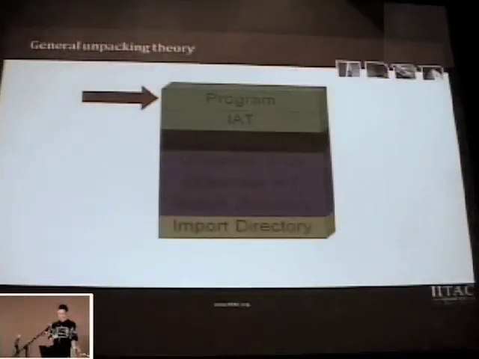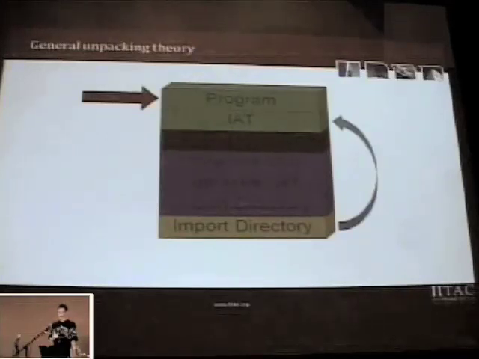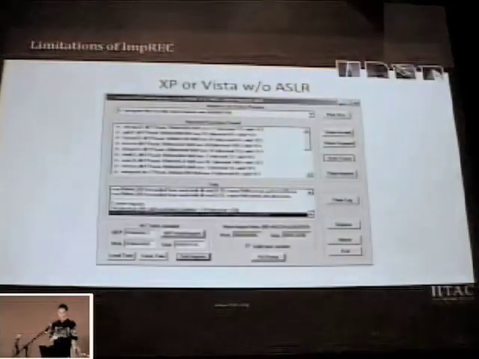So we dump the program and create a new import directory to tell the Windows loader directly how to rebuild the original import address table without going through the unpacker stub. So let's see the limitations of Imprec.